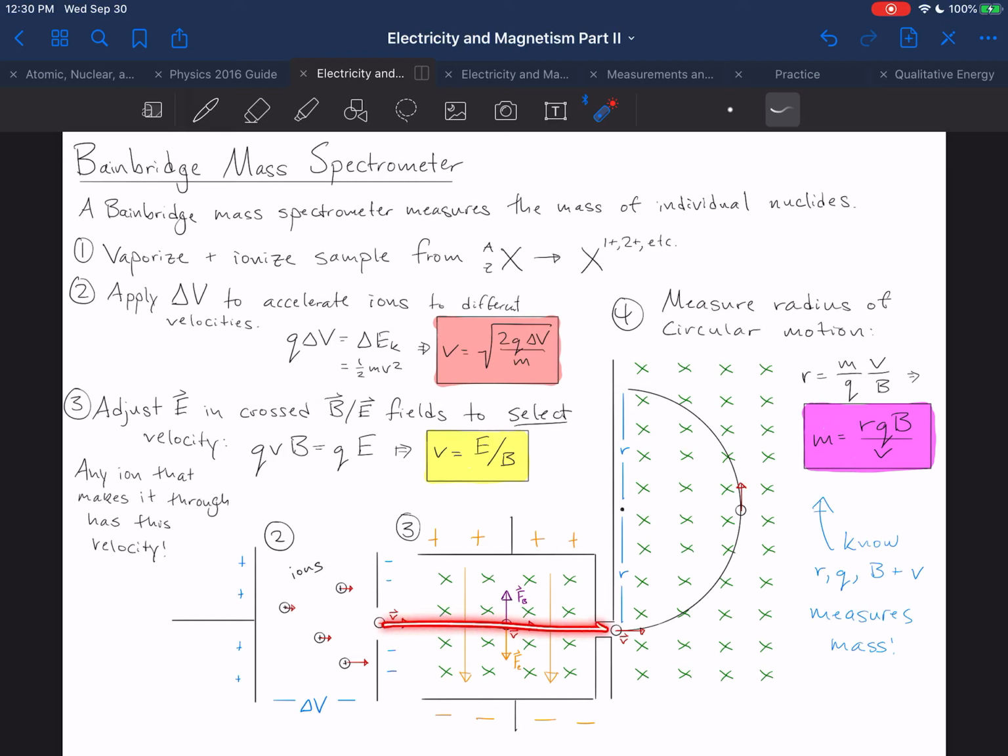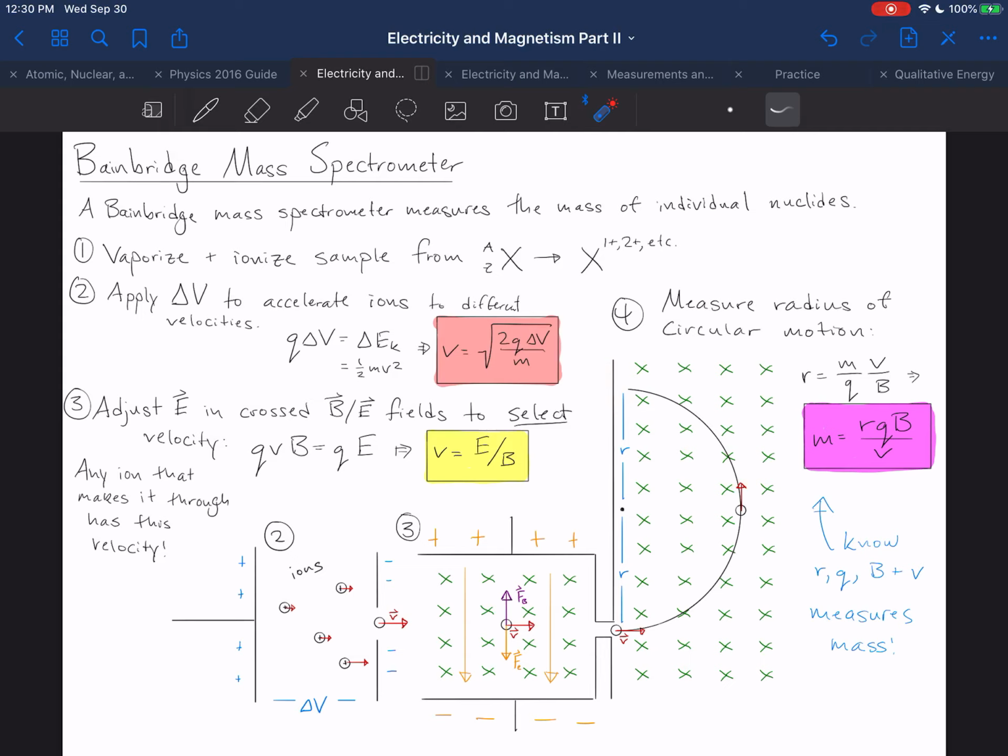So when particles make it all the way through that opening, we know they have exactly this velocity. And that's really the most important part of this step. Then, finally, we send it into a region with a uniform magnetic field. Could be the same magnetic field as here, but does not have to be. Because this is a charged particle moving at a known velocity in a uniform magnetic field, it will travel according to uniform circular motion, and we will detect it with a detector placed right here.